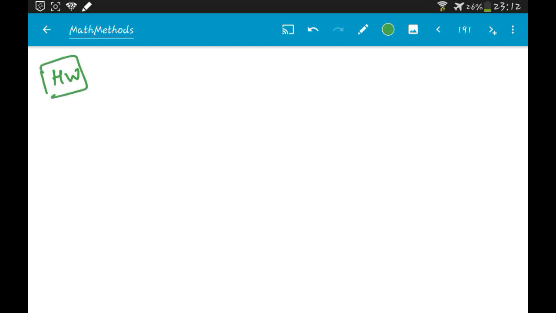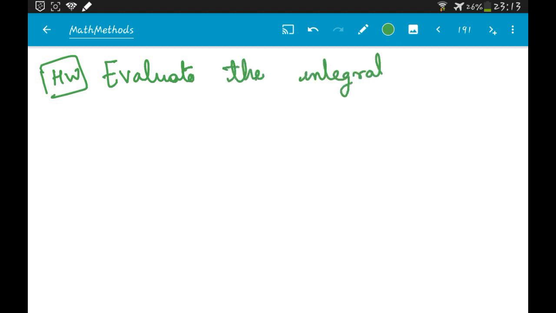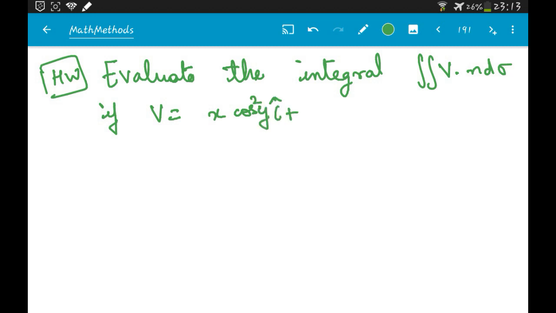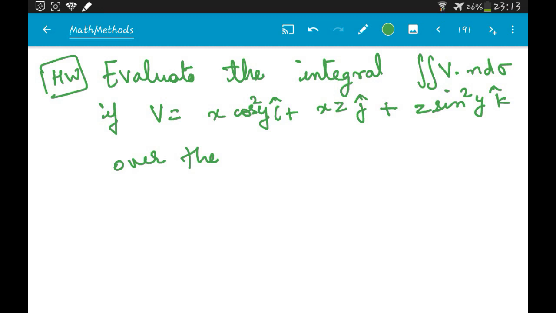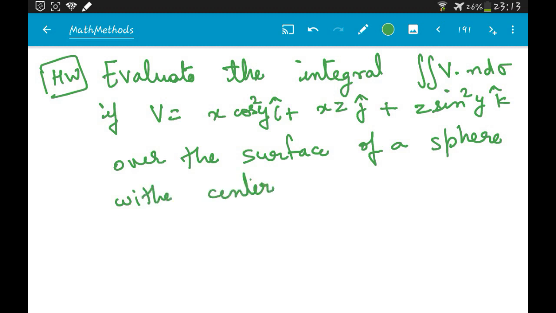Second homework, evaluate the integral V dot n d sigma, if V is equal to x cos square y into i plus x z j plus z sin square y k, over the surface of a sphere, with center at origin and radius equal to 3.